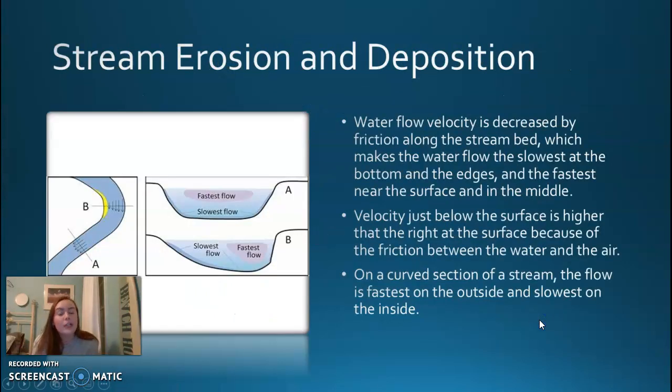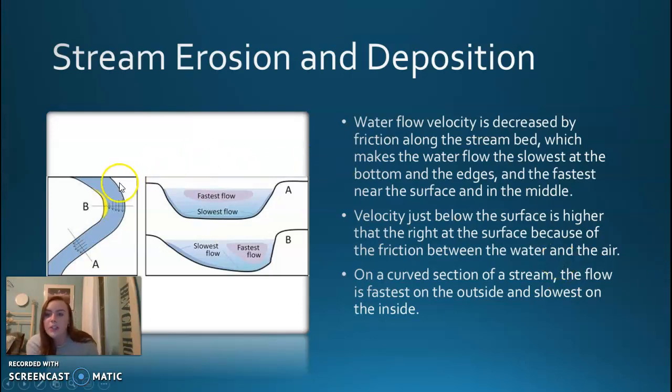Next, we have stream erosion and deposition. So water flow velocity is decreased by friction along the stream bed, which then makes the water flow slowest at the bottom and the edges, and fastest near the surface and in the middle of the stream. Also, velocity just below the surface is higher than that right at the surface because of the friction between the water and the air. And lastly, on a curved section of a stream, the flow is fastest on the outside and actually slowest on the inside.